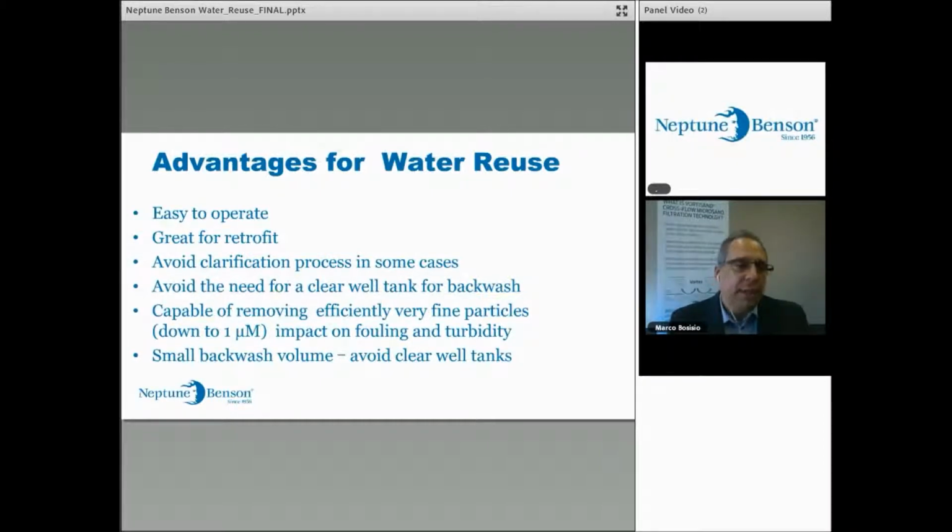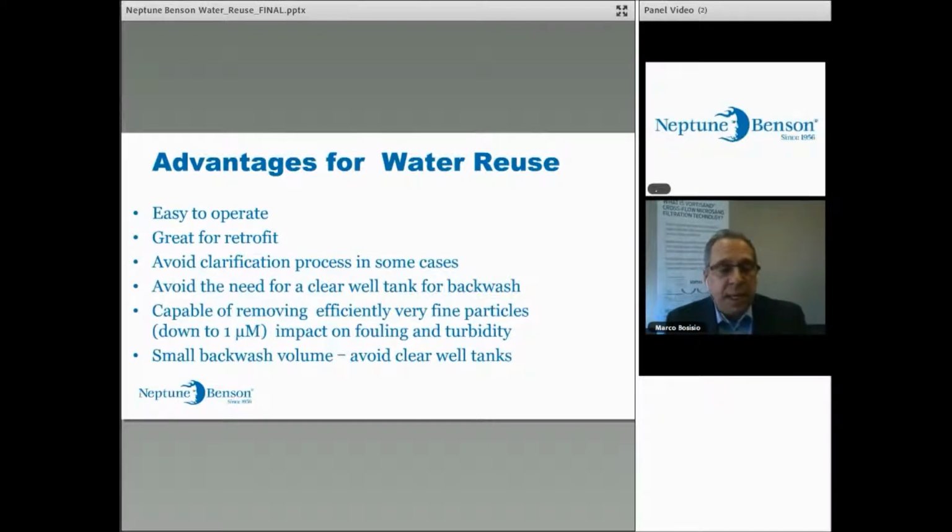So it's great to retrofit. Sometimes you don't have sufficient space to increase the capacity of your plant. We can retrofit in a very small footprint. It can also sometimes avoid the clarification process if you're trying to achieve removal of very fine particles without a clarifier and the number of particles is not too heavy.